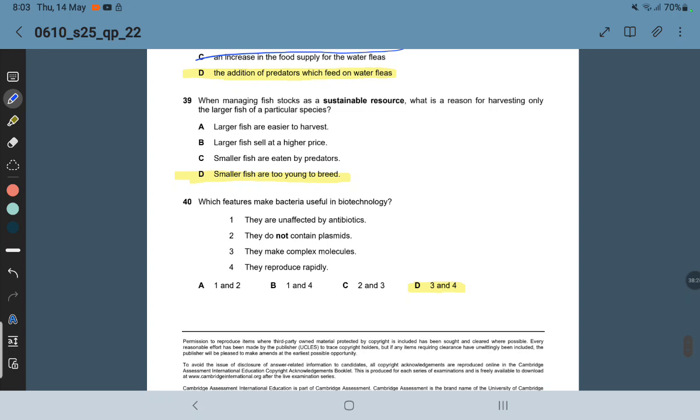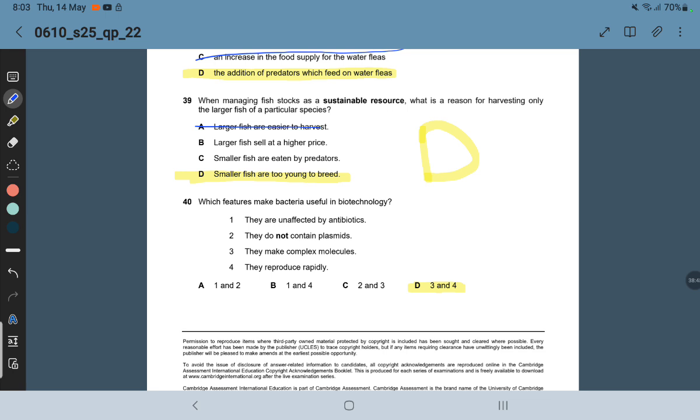Now when managing fish stock as a sustainable resource, what is the reason for harvesting only the larger fish of a particular species? Smaller fishes are too young to breed, larger fishes are easier to harvest. And what is the answer? The answer here is D. Why? Let us analyze. He's saying here that he is only harvesting larger fish. Why larger fish? Are larger fish easier to harvest?